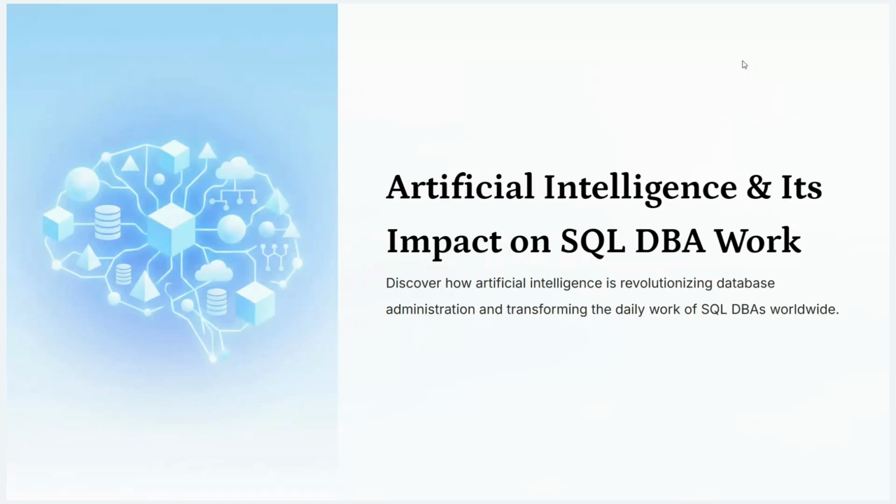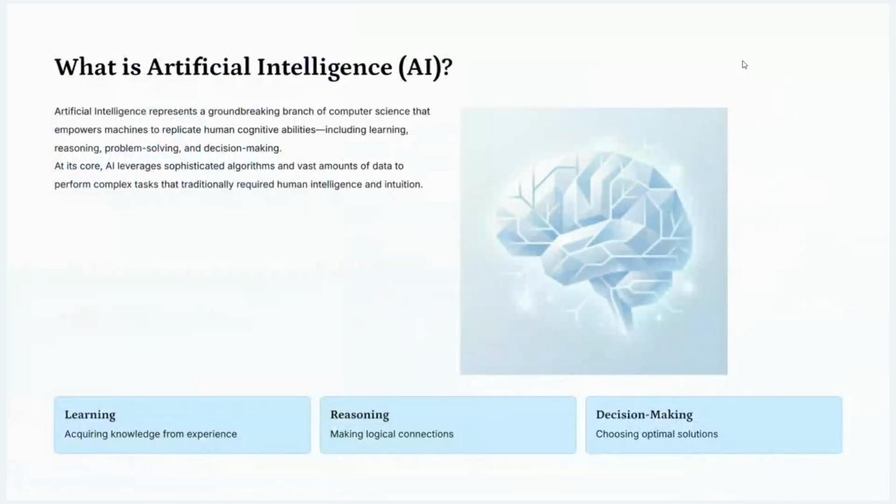What is artificial intelligence? Let's start with the basics. It's a branch of computer science, or else we can say we have made our computers learn, reason, solve problems, and make decisions. Before that, these capabilities were not there for computers.